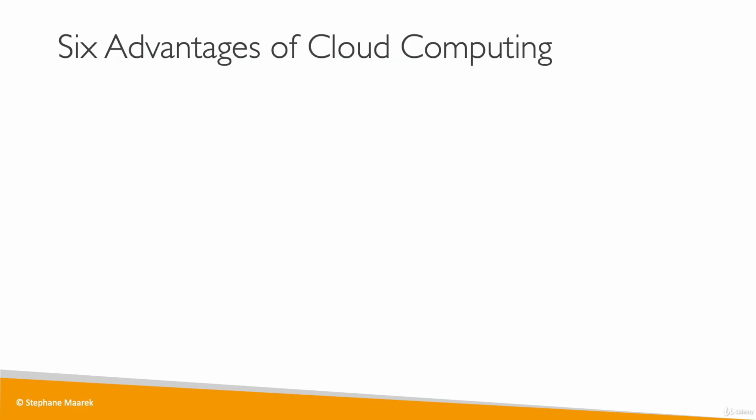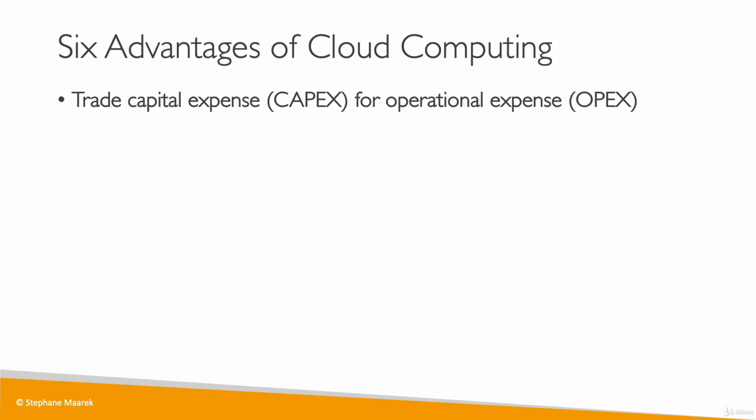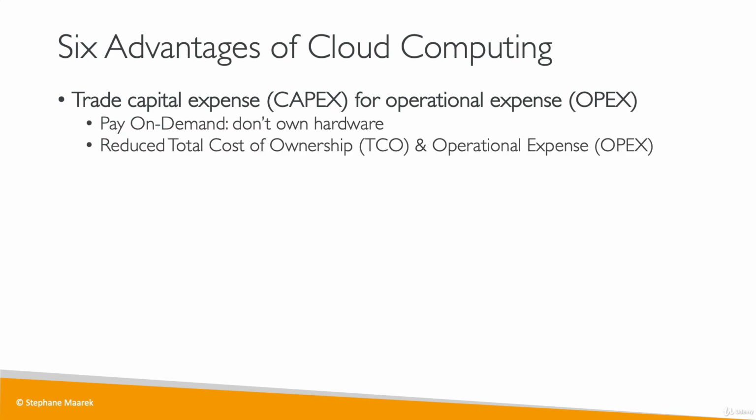Now, 6 advantages. We are going to trade capital expenses for operational expenses, so CapEx for OpEx. That means that you don't own hardware, you're going to pay on demand, and that will reduce your total cost of ownership, your TCO, and your operational expense. That means that you don't buy the hardware in advance, you're just going to rent it from AWS.